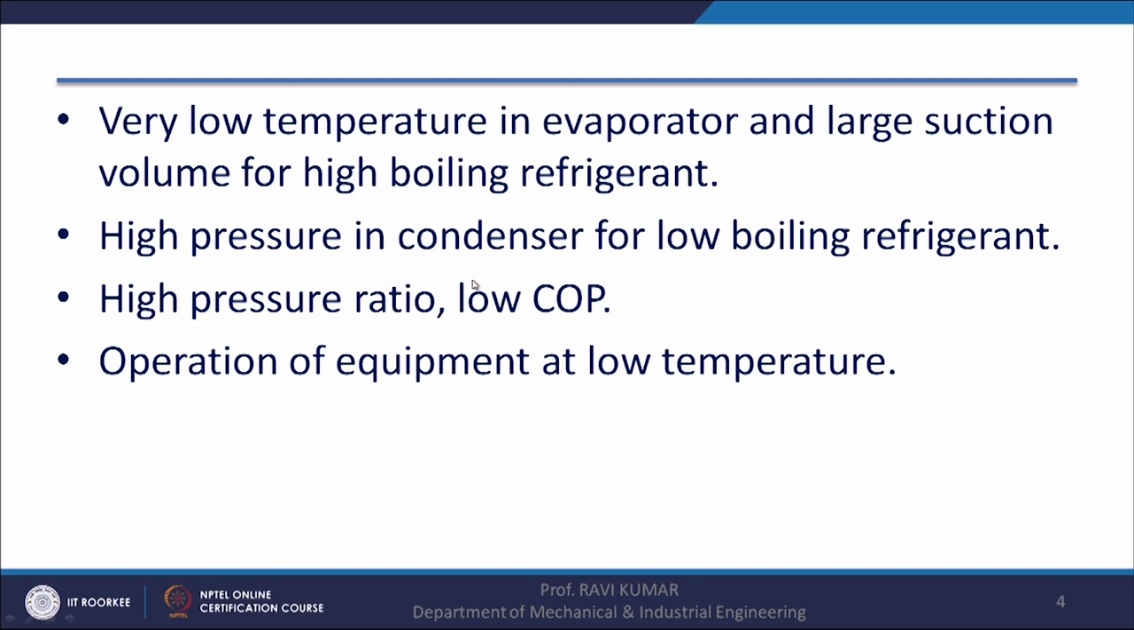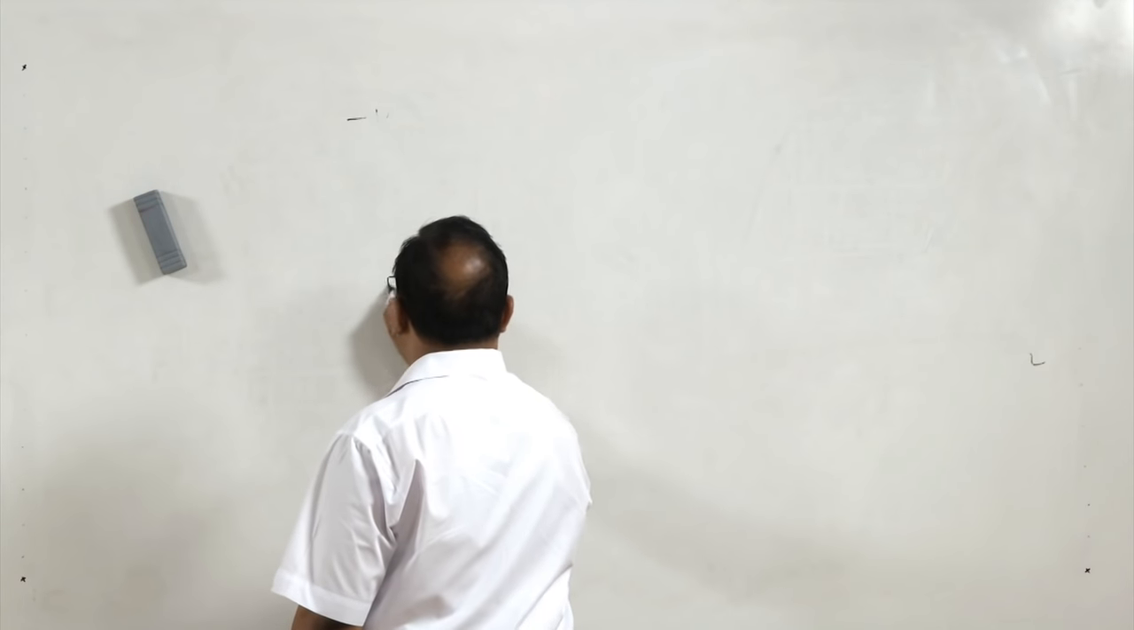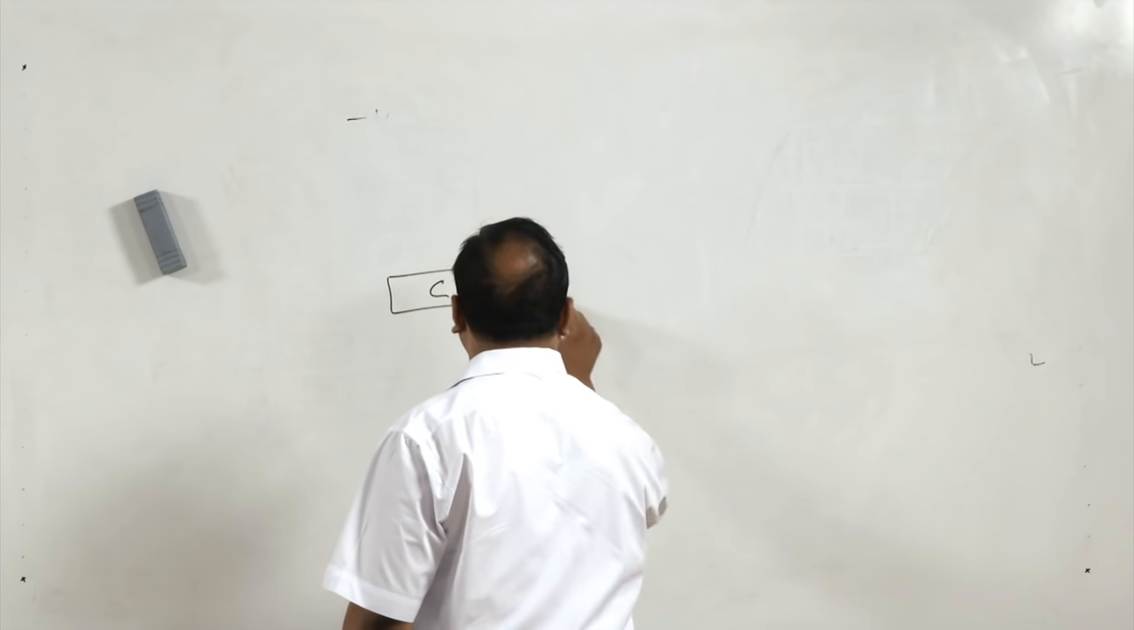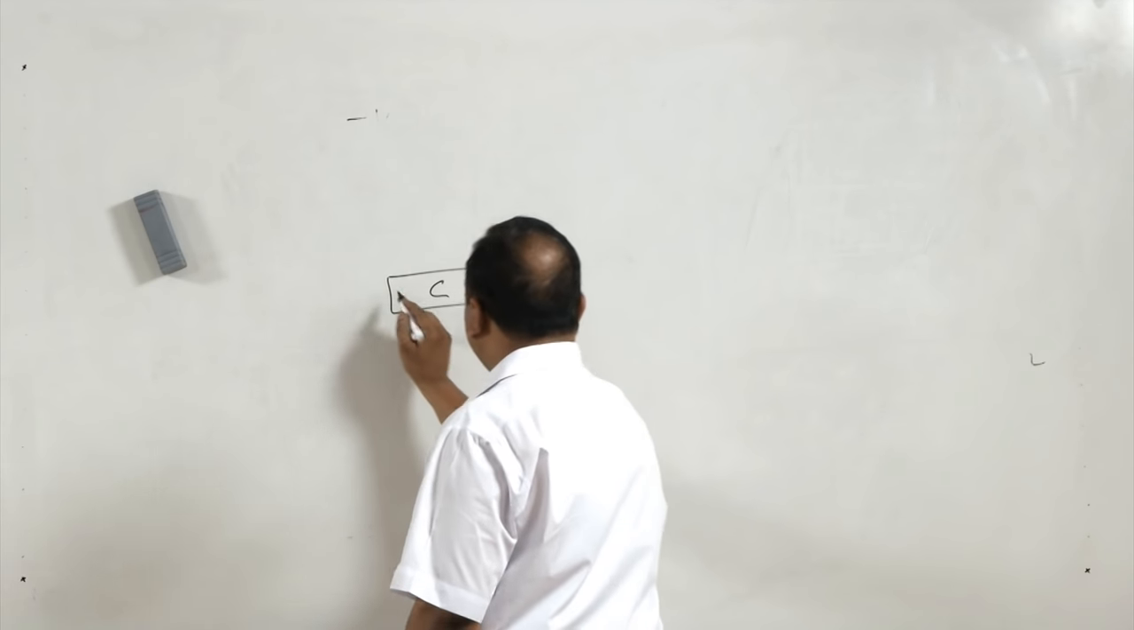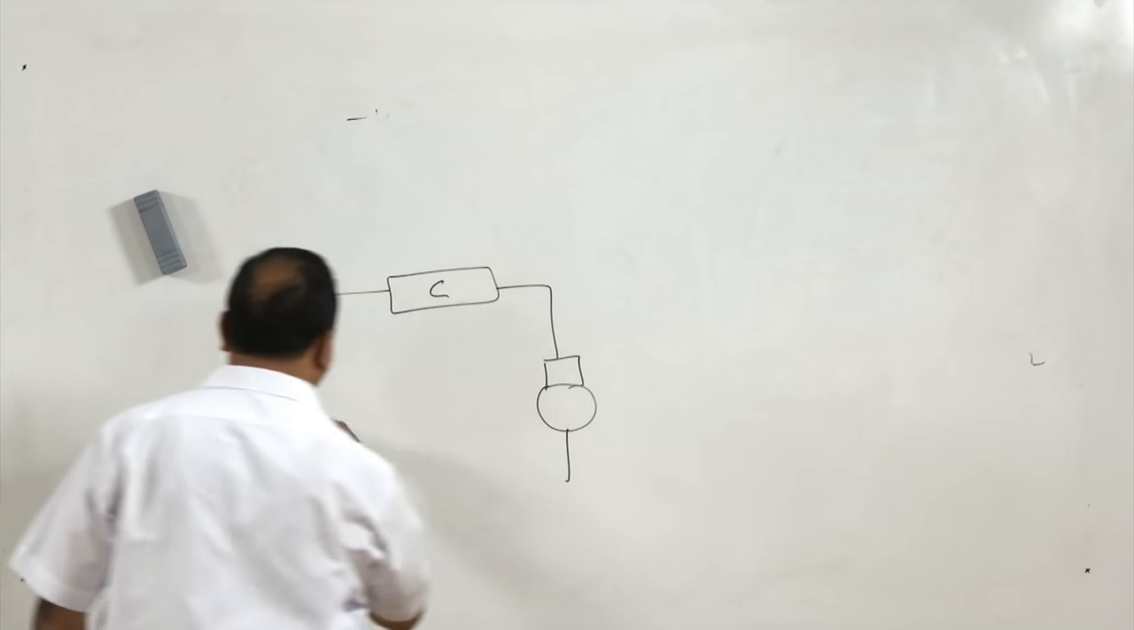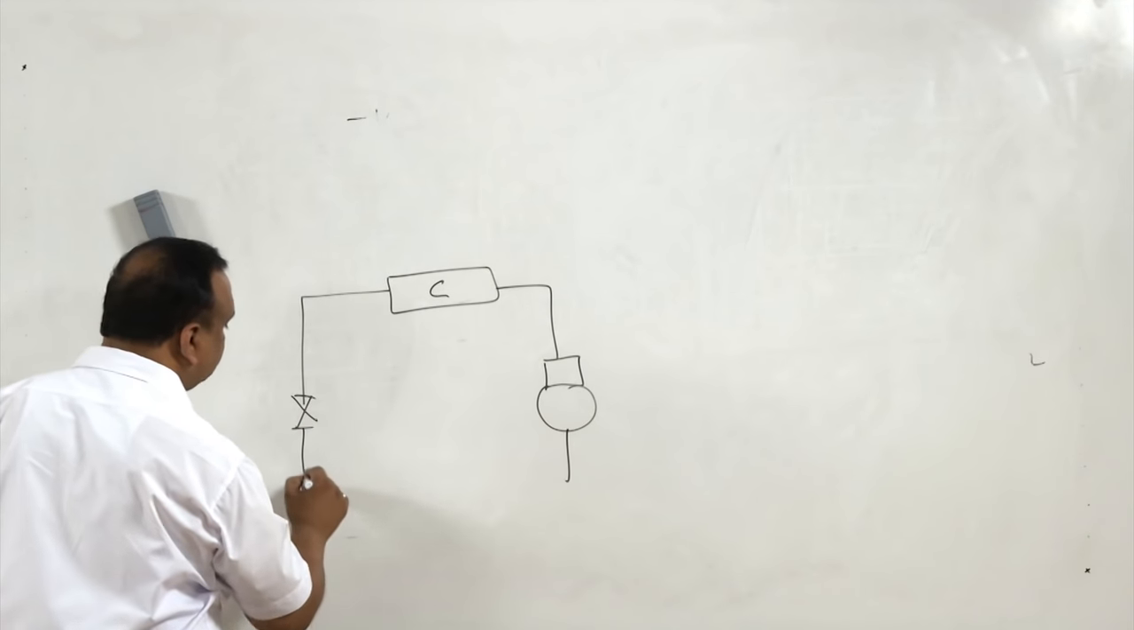Now, a cascading system is nothing but a combination of two simple vapor compression cycles, or two or more vapor compression cycles. It means we have one simple vapor compression cycle which has a condenser, compressor, expansion device, evaporator.